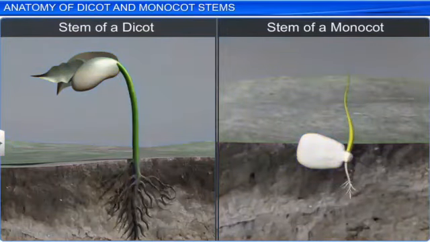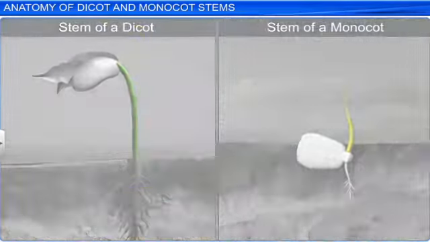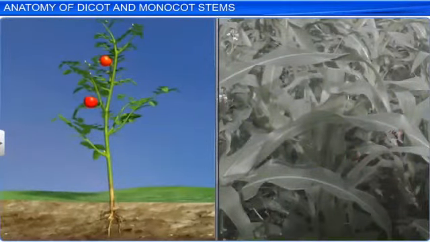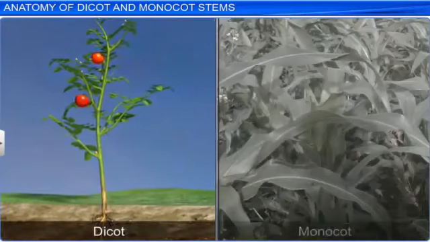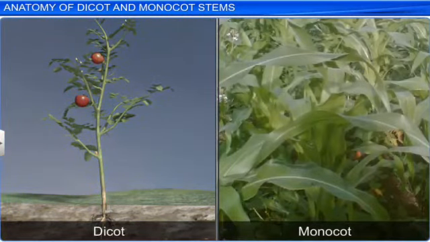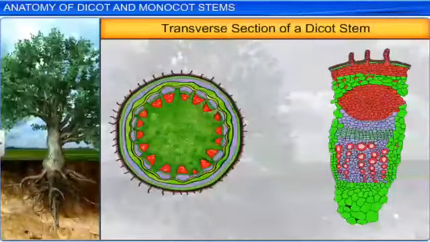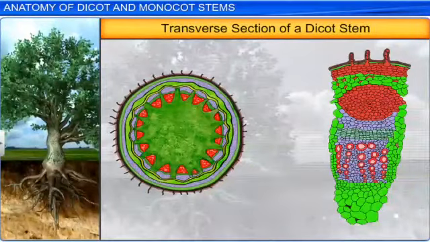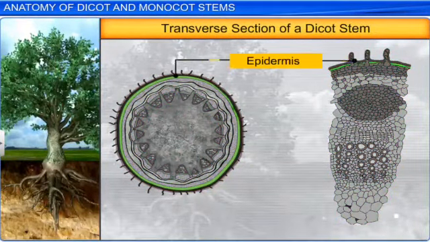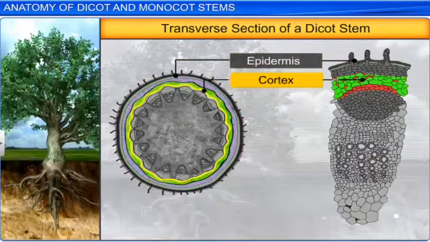A stem is the main axis or stalk of a plant, and it develops from the plumule of a germinating seed. Let's examine the internal structure of a stem in dicot and monocot plants. Here is the transverse section of a dicot stem. The regions of tissues in this stem include epidermis, cortex, and stele.